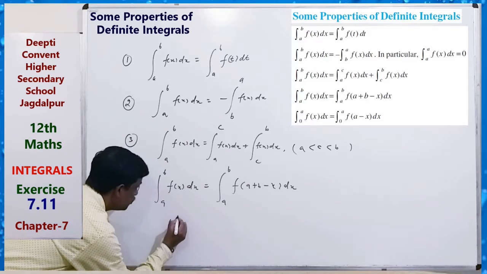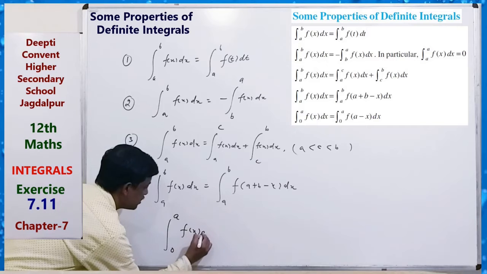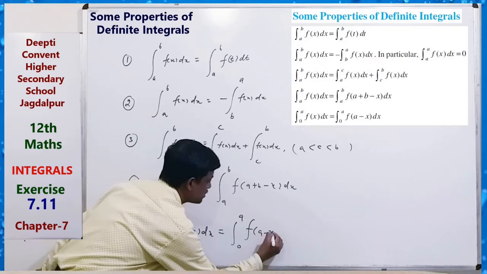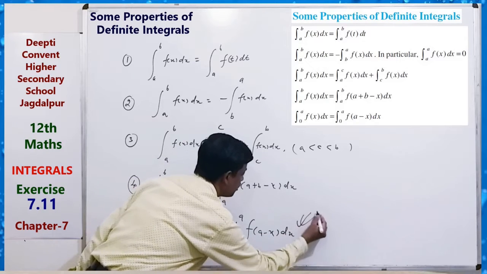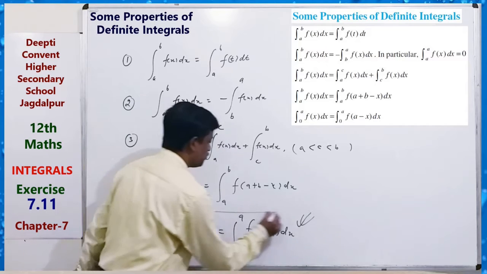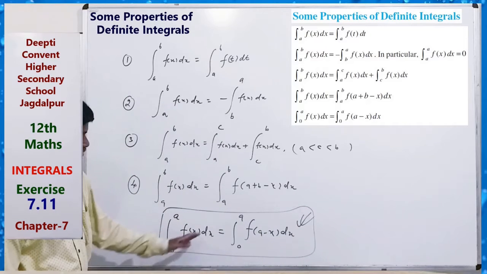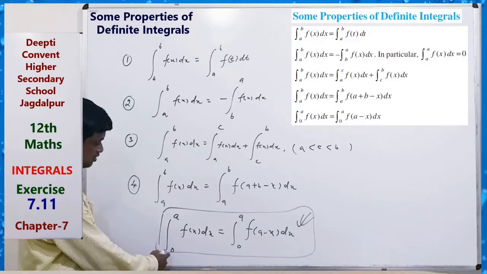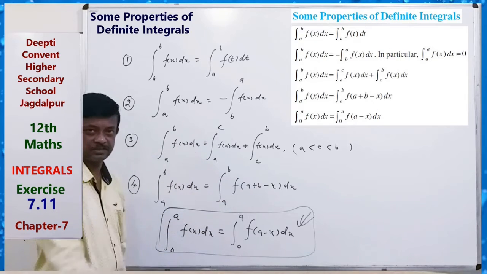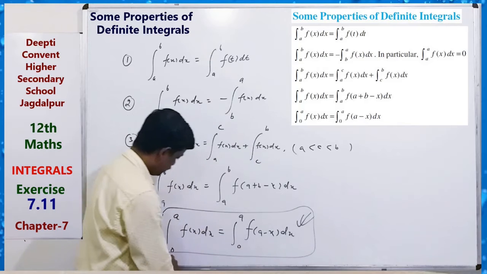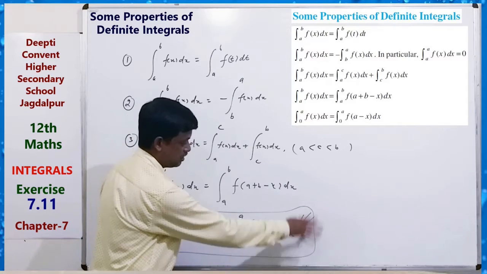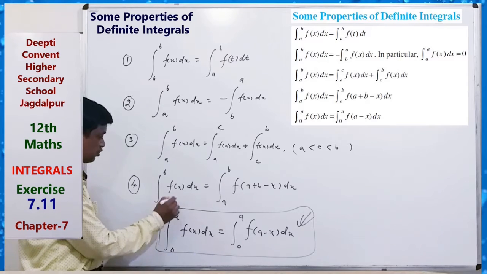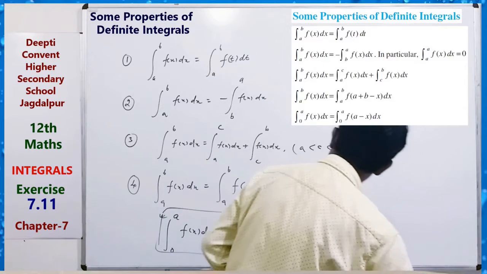Now a particular form of this. Suppose a equals 0 and the limit is 0 to a. Then the integral from 0 to a of f(x) dx equals the integral from 0 to a of f(a - x) dx. Very important property. By using this property, we can solve problems. This is a general property and this is a particular type of it. Clear? So this is known as property 4, and the particular type is very important.